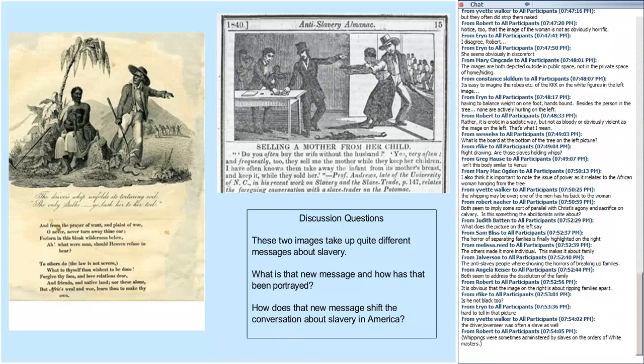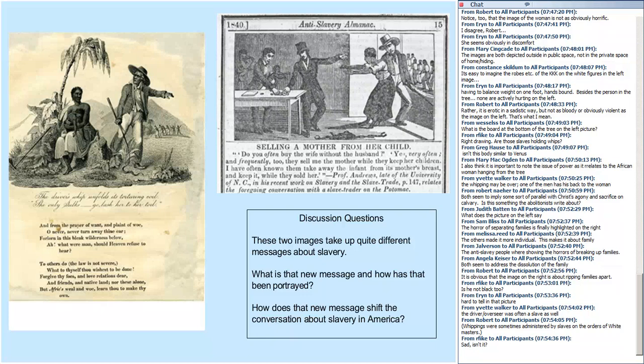And the imagery shifts from representing women in these positions of being tortured, and more importantly, moves to imagery where slave women are represented as mothers. Many of you have made connections to a lot of things. There's been lots of chat going on, which is great. And I'm not going to be able to read them all.